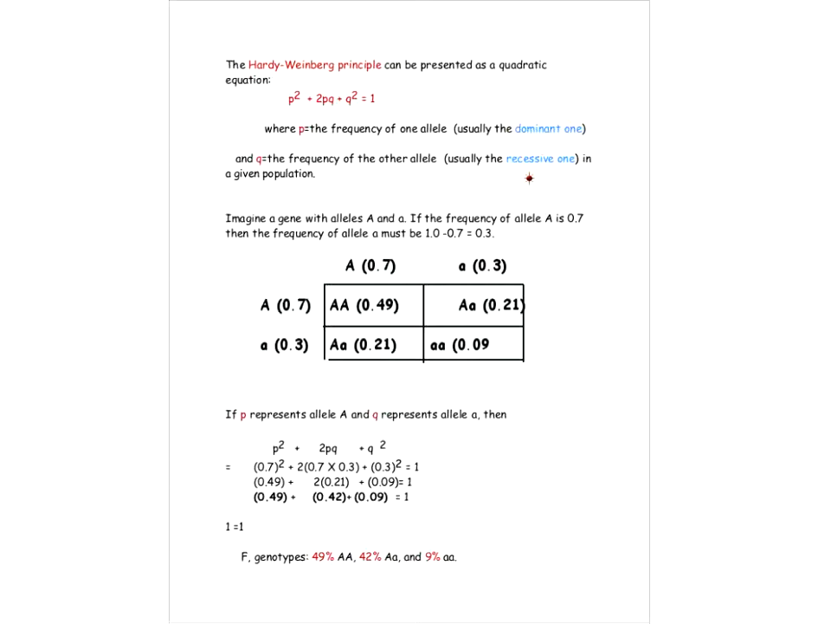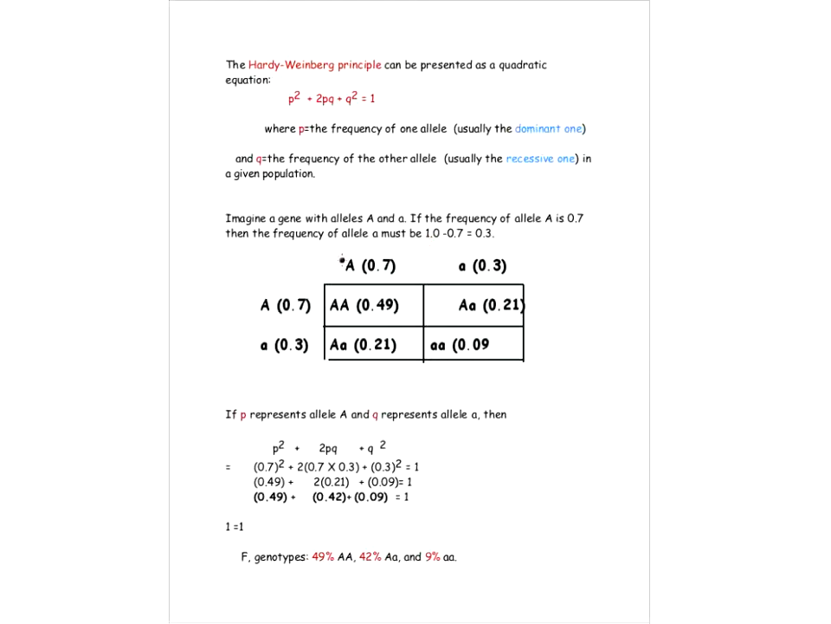Okay, so if we imagine a gene that has capital A and small a, if the frequency of capital A is 0.7, then the frequency of the small a is going to be 1 minus the frequency of that. So it's always 1 minus whatever the frequency of the other allele is, because together the percentage of both alleles is going to be 100%, right? And 100% is represented by 1.